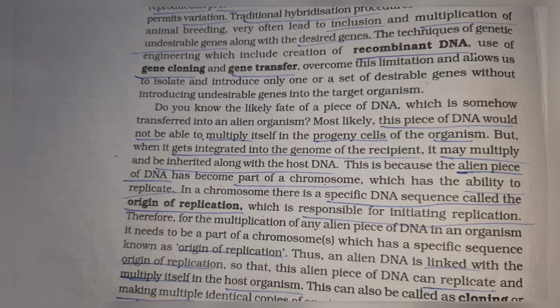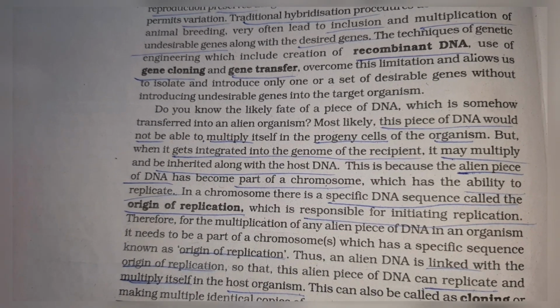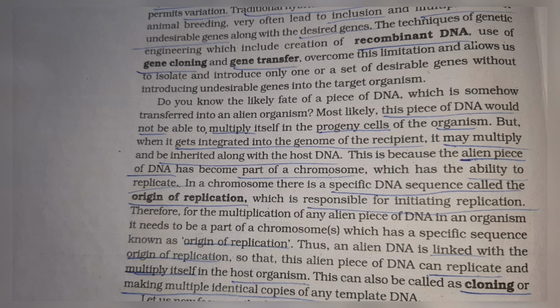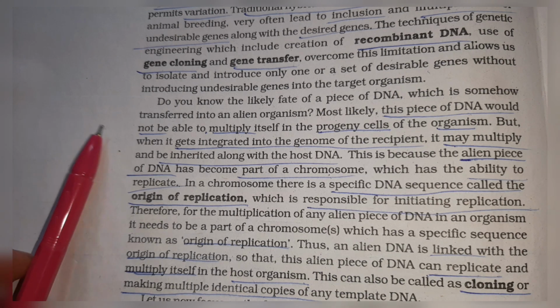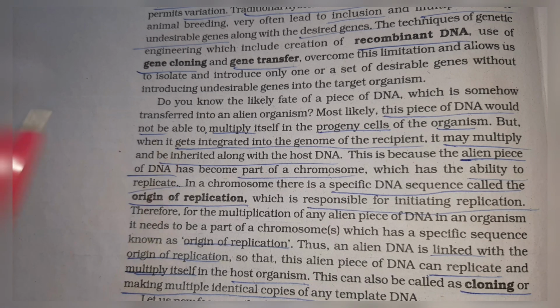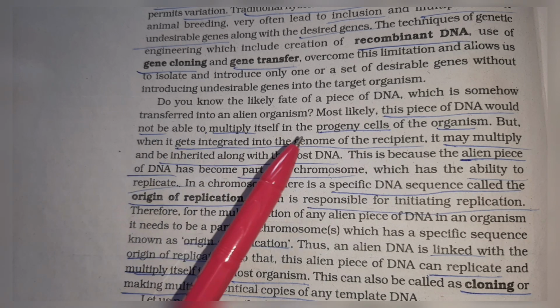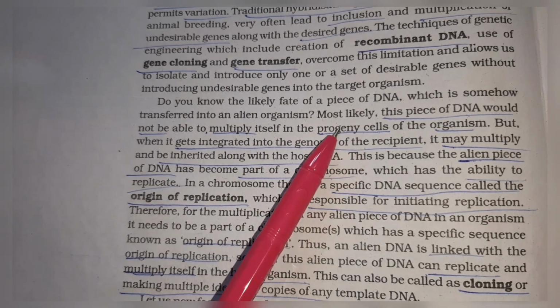Do you know the likely fate of a piece of DNA which is somehow transferred into an alien organism? Most likely, the piece of DNA would not be able to multiply itself in the progeny cells of the organism. If we introduce any DNA into an alien organism, for example an X organism, it will not be able to replicate, because that organism will know that it is not its own DNA, it's foreign DNA. So it will not be able to replicate itself and it will not enter the progeny cells of the organism.